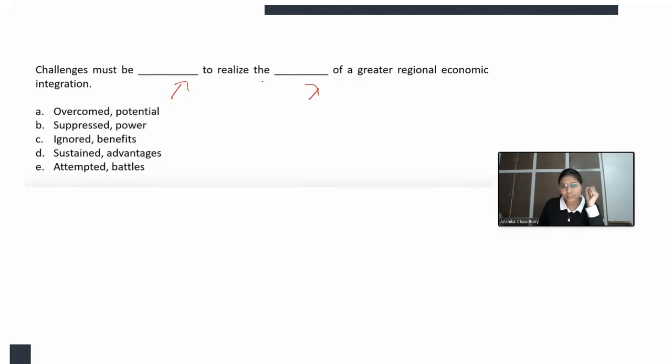Challenges must be overcome to realize the potential of a greater regional economic integration. So it is okay, right? And the answer is this only. But how I'm finding it: challenges must be overcome. Overcome means we need to face challenges, so that we can realize the potential of greater regional economic integrations, right? So everyone should face the challenges rather than escaping them. According to the concept of this sentence, both of the words are appropriate here. That's why this will be the answer, right?